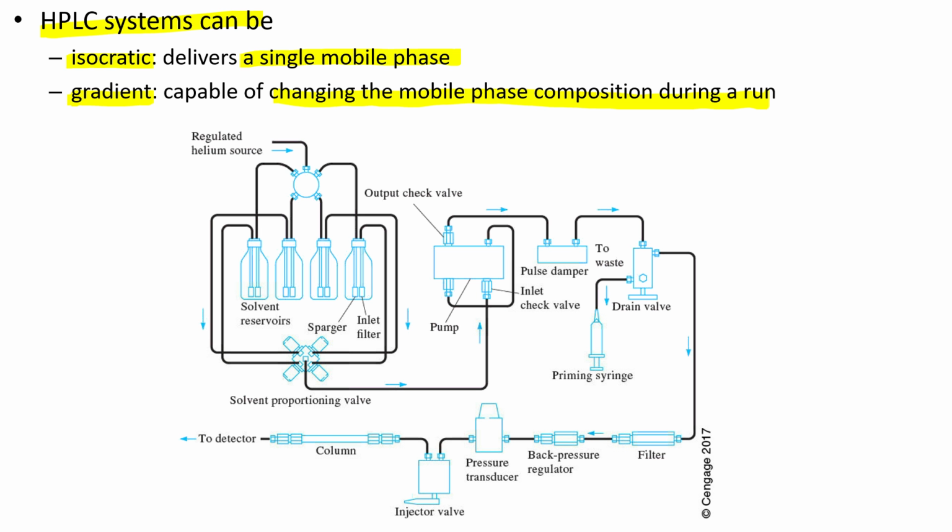So the way that these systems work is that they have some type of solvent reservoirs, and these are typically 1 liter size bottles. And then they're going to have some type of a mixing valve that says, okay, I'm pulling so much from this bottle and so much from this bottle. A common system has 2 solvents, and then you can get a quaternary system that could pull from up to 4 solvents.